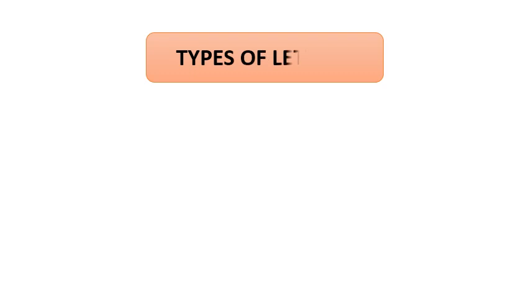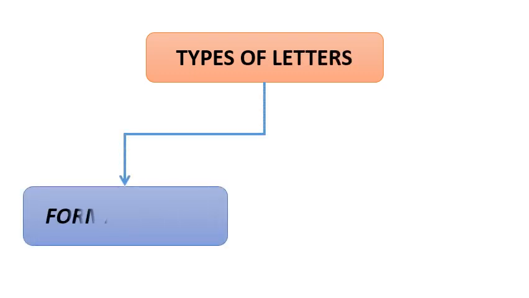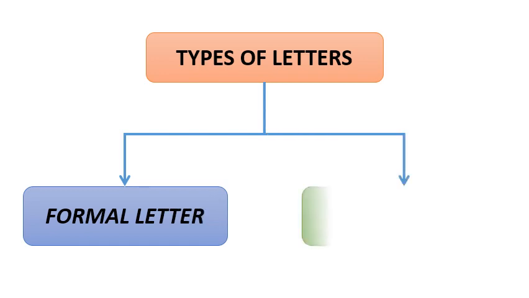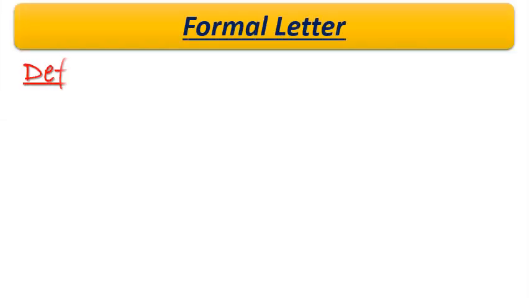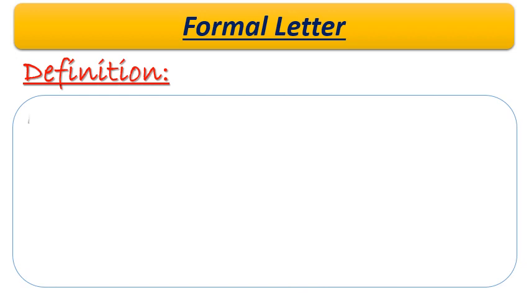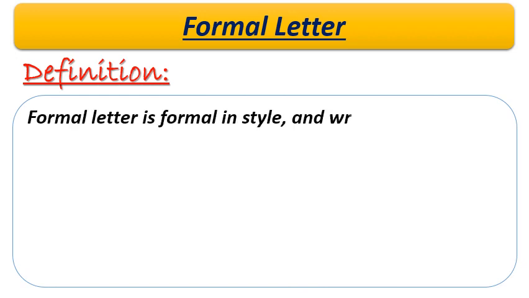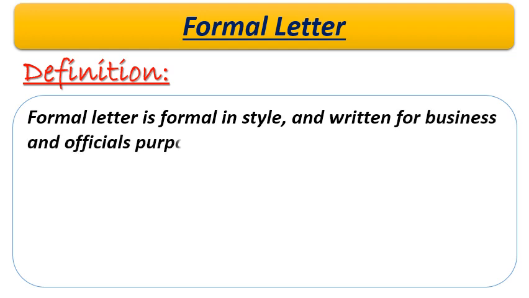Let us see how many types of letters are there. Number 1, formal letter. Number 2, informal letter. So there are two types of letters, formal and informal. So now let us see what is the meaning of formal letter. Formal letter is formal in style and written for business and official purpose.